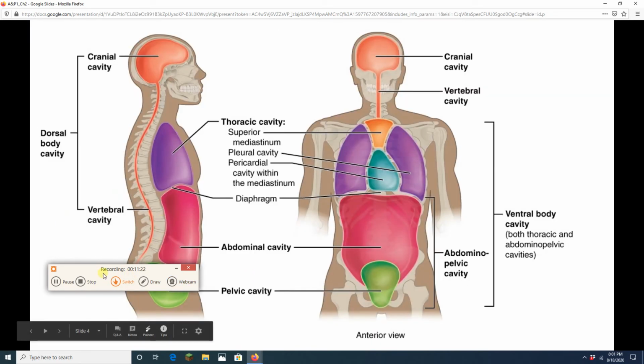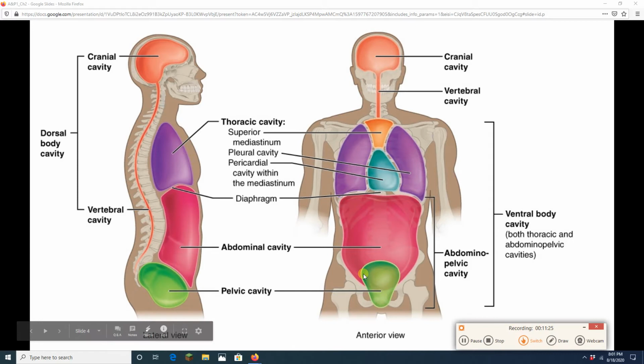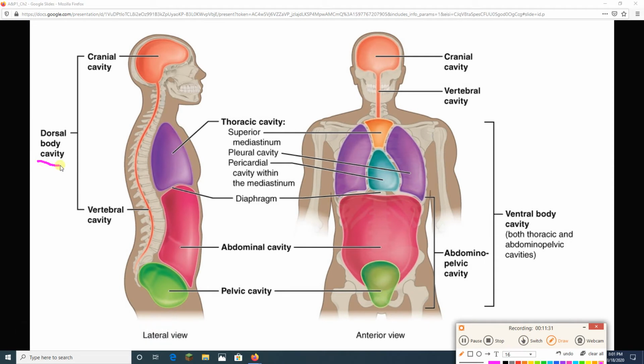All right. In this view, we can kind of review everything we've seen so far. Let's start with that dorsal body cavity. Two parts to it. Cranial cavity in the skull holds the brain. Vertebral cavity within the vertebrae holds the spinal cord. These guys are very well protected. Then the front side is the ventral body cavity, separated by the good old diaphragm. Superior to the diaphragm, we've got the thoracic cavity. Inferior to it, we're going to have the abdominopelvic, collectively made up of the abdominal and the pelvic cavity.